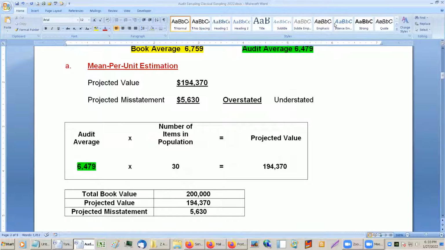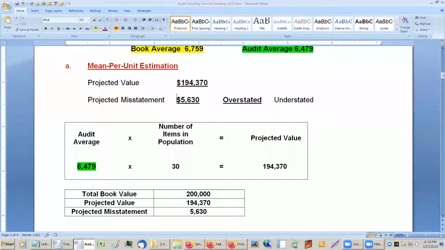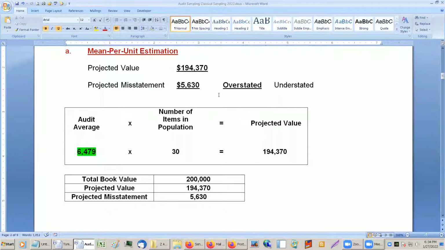Now, in auditing terms, you say, well, okay, is that material or not? That's a judgment call. What isn't a judgment call, though, is how much it's overstated by. But as far as whether it's material or not, that's a judgment call you have to make. If you're on the audit, you have to make that call. But this is what they would be overstated by.